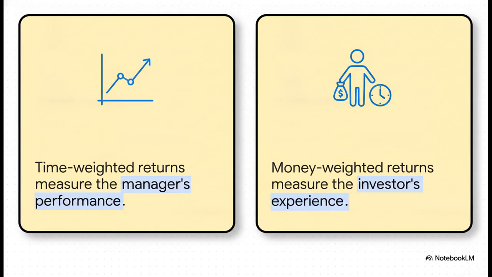Here's the distinction. The time-weighted return measures the portfolio manager's skill. It completely strips out the impact of when cash is deposited or withdrawn. And that's exactly why fund companies always report time-weighted returns. They can't control when an investor decides to buy or sell the fund, so they really shouldn't be penalized or rewarded for it. The money-weighted return, on the flip side, measures the actual investor's experience because it absolutely does factor in the timing and the size of those cash flows.